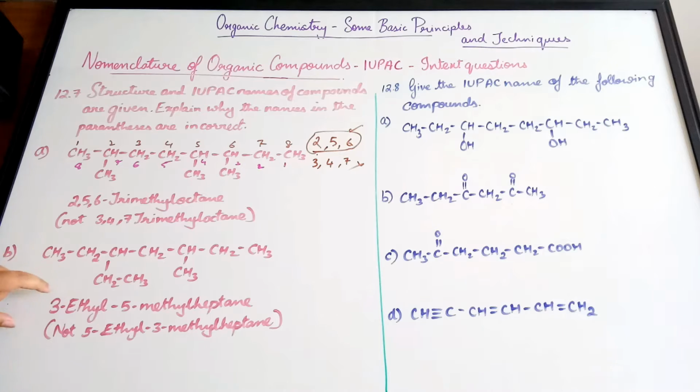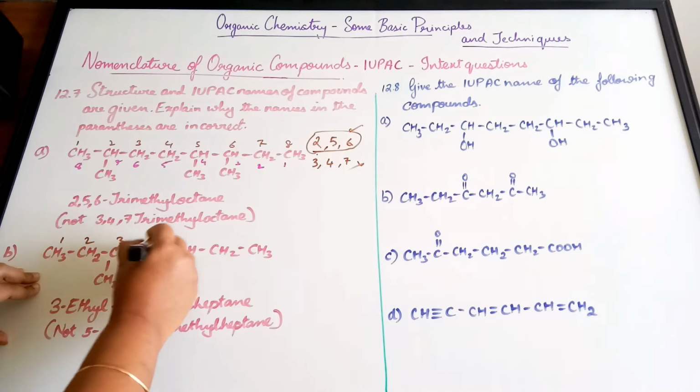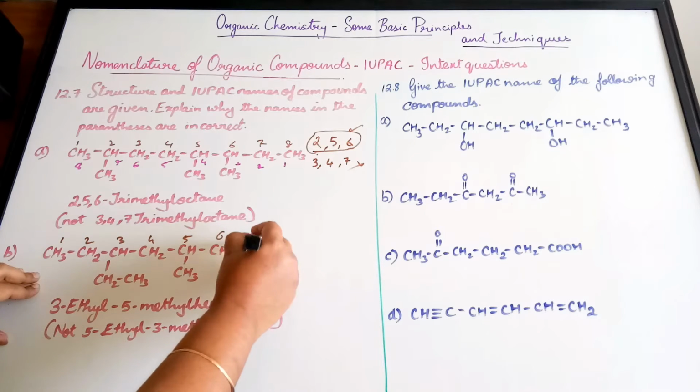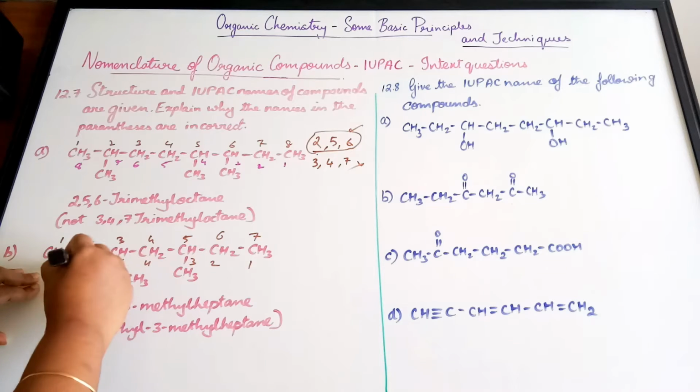Next, 3-ethyl-5-methyl-heptane. I think this is to do with having equivalent substituents at equivalent positions. This was again discussed. So in the first case, and this is going to be the second case.